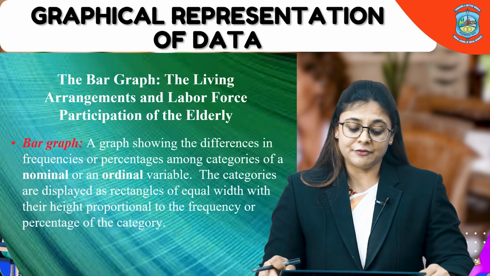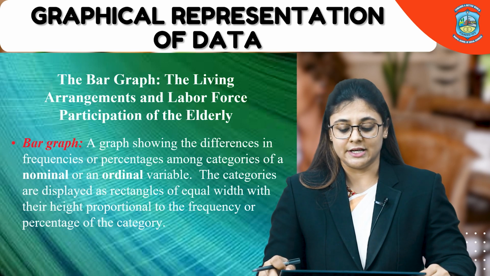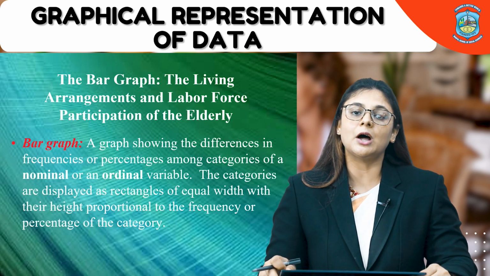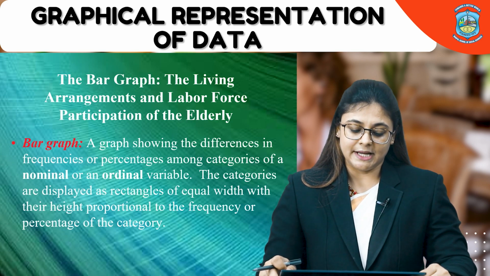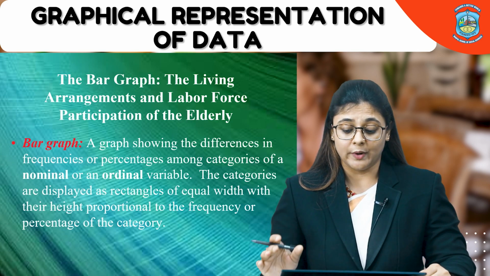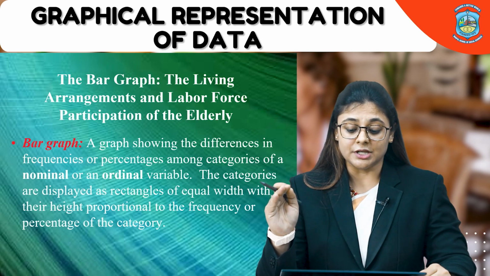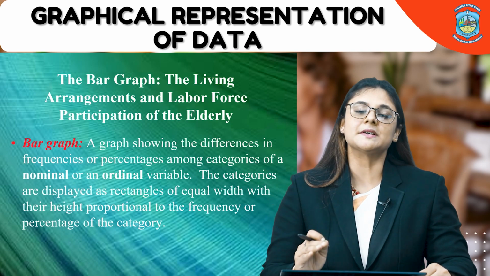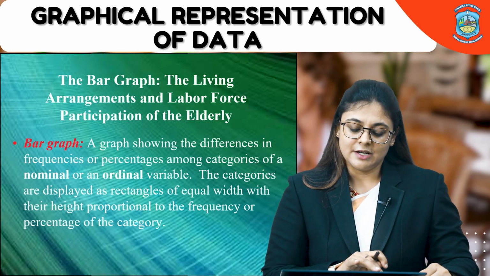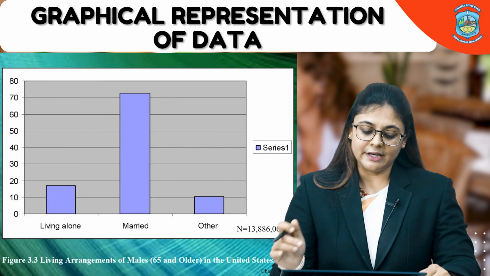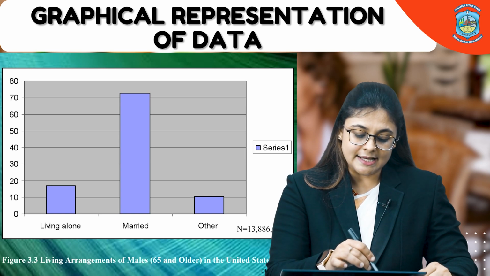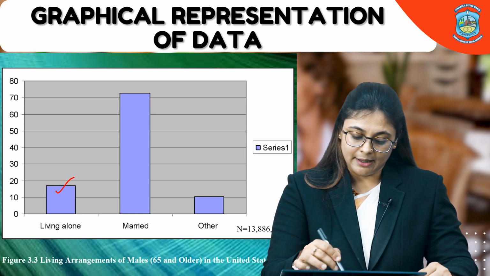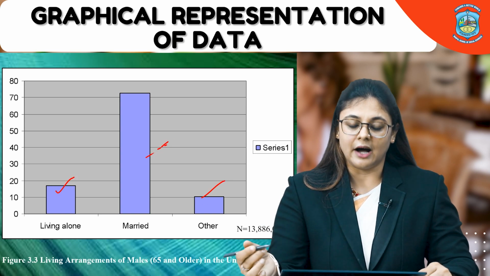Now a graph showing the differences in the frequencies or the percentage among categories of a nominal or ordinal variable is a bar graph. The categories are displayed as rectangles of equal width with their height proportional to the frequency or the percentages of the categories. So this is another example wherein the categories of the people is shown as whether they are living alone, whether they are married, or any other category.